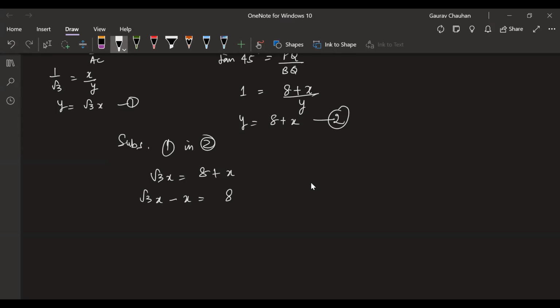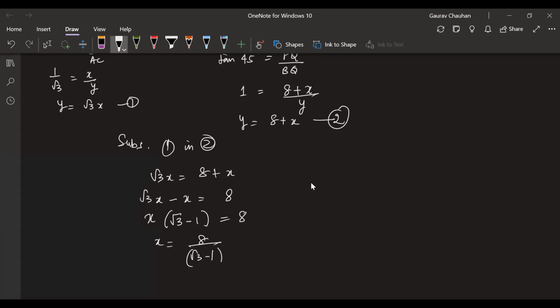Now pay careful attention. It's important that you pay attention here. I'm going to take x common. I'm going to end up getting root 3 minus 1 in the bracket. I'm taking x common in these two terms because I want to find x at the end of the day. I take x common so that I can send this to the denominator on the right hand side. I get root 3 and here you have 1. So x times root 3 minus 1 is equal to 8. So x is equal to 8 by root 3 minus 1.